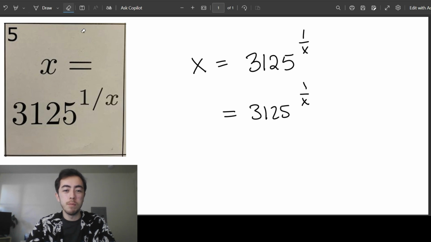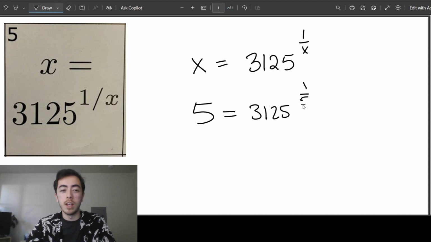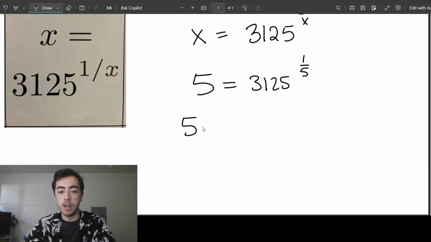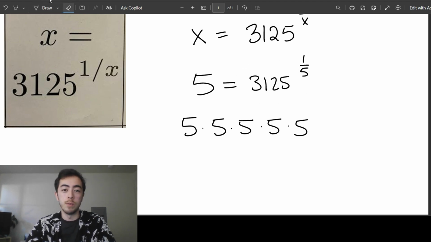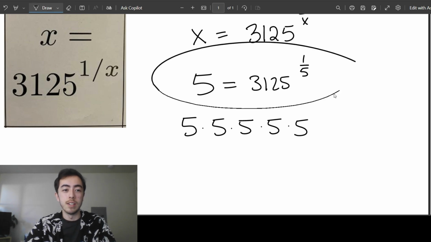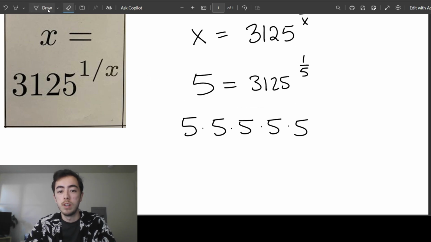And also, I'm noticing here that this number has a lot of 5s as factors. And so I am pretty sure that if we stick a 5 here and a 5 here, it's going to be true. And we should double check by seeing that the 5th root of 3,125 is actually 5 itself. In other words, if I do 5 times 5 times 5 times 5 times 5, I should get this. And if I do get 3,125, then this equation right here is true.